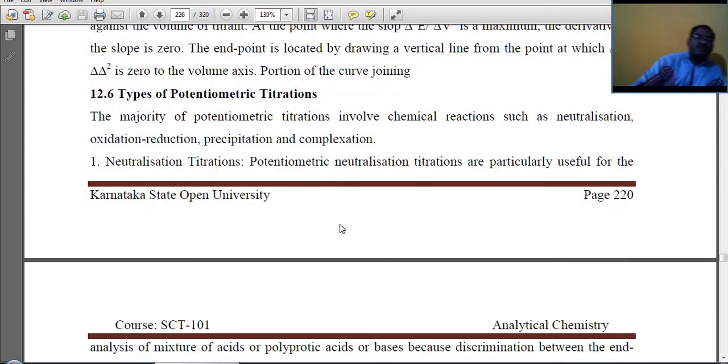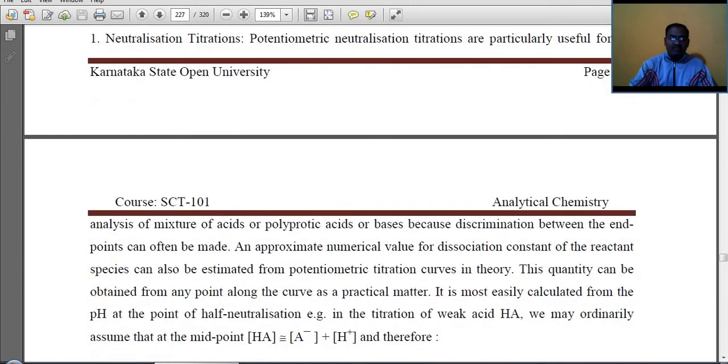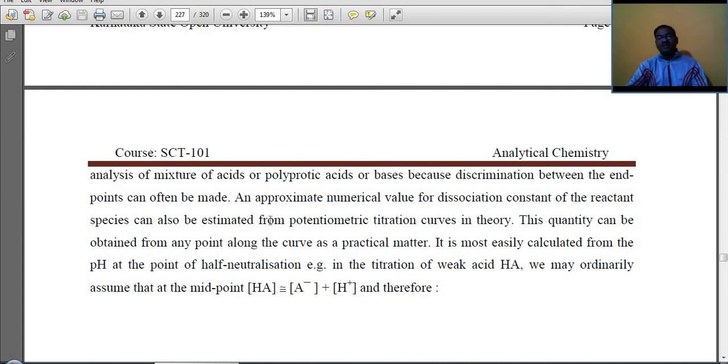What are the types of potentiometric titration? The majority of potentiometric titrations involve chemical reactions such as neutralization, oxidation-reduction, precipitation, and complexation. In neutralization titration, potentiometric neutralization titrations are particularly useful for the analysis of mixtures of acids or polyprotic acids or bases, because discrimination between endpoints can often be made.